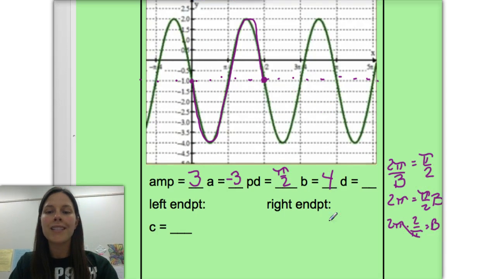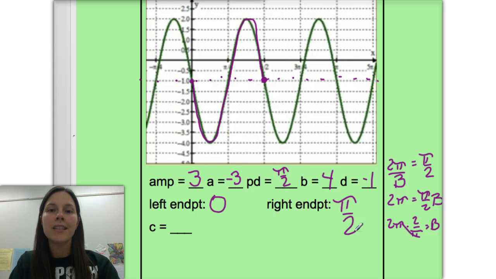We also already identified that vertical shift by finding our new x-intercept, so our graph went down 1. Left endpoint and right endpoint: we talked about starting on the y-axis, and we found our right endpoint where we stopped at that one full period of the function.